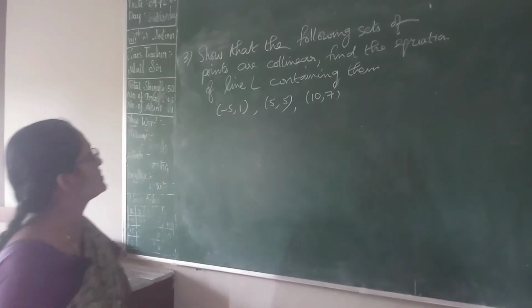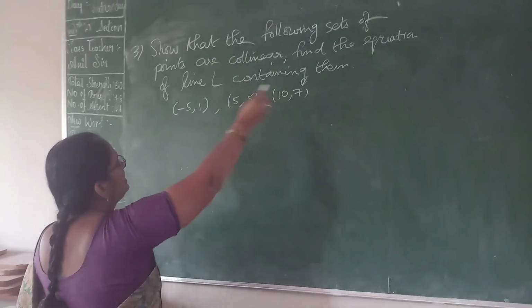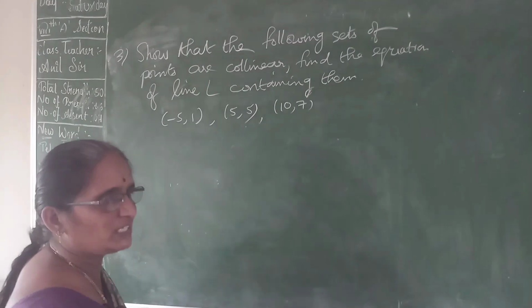Okay children, third question. Show that the following sets of points are collinear. Find the equation of line L containing them. What do you mean by collinear?